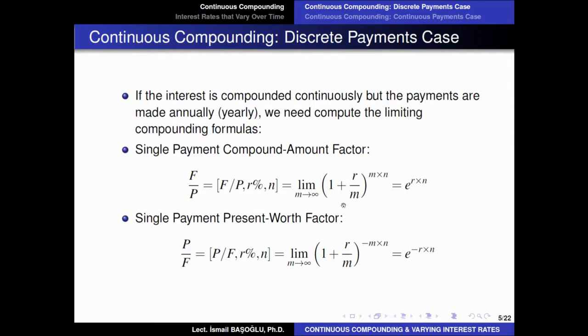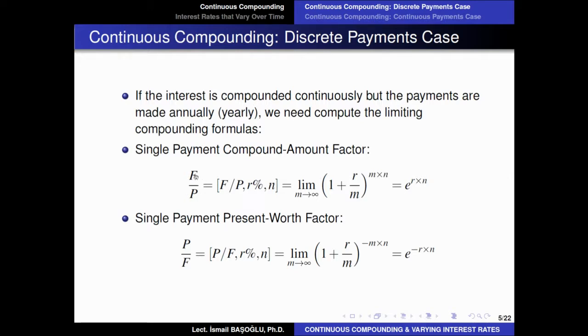And we are going to see what happens to the compounding formulas, or the compound amount factors that we have learned. We are just going to replace our previously generated formulas with these new formulas if the question tells us that the compounding occurs continuously. Now, if the compounding occurs continuously, but the payments are made annually, still yearly, so at the end of every year the payments are being made, in that case, how are we going to calculate the compound amount factors?